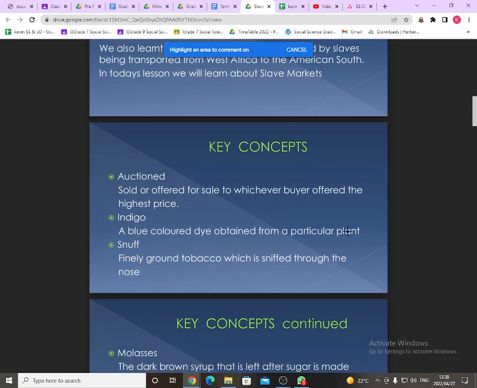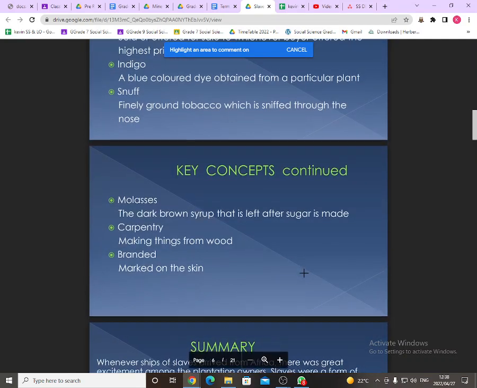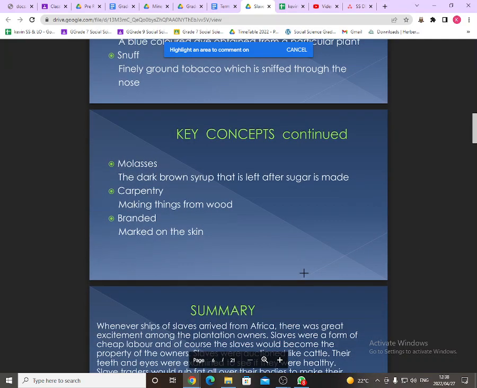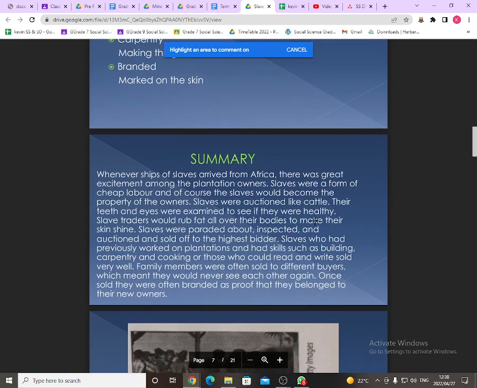The key concept to auction means to be sold or offered for sale to whichever buyer offered the highest price. Indigo is a blue-colored dye obtained from a particular plant. Snuff is finely ground tobacco which is sniffed through the nose. Molasses is a dark brown syrup that is left after sugar is made. Carpentry is making things from wood. Branded is marked on the skin.